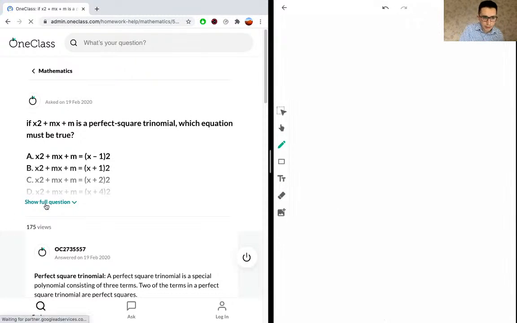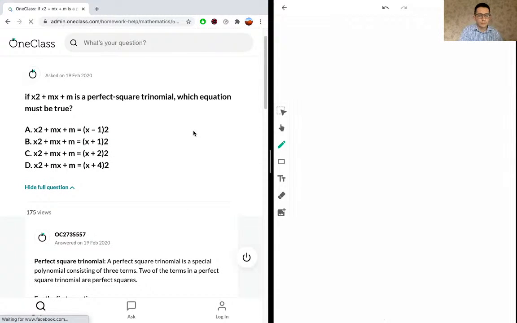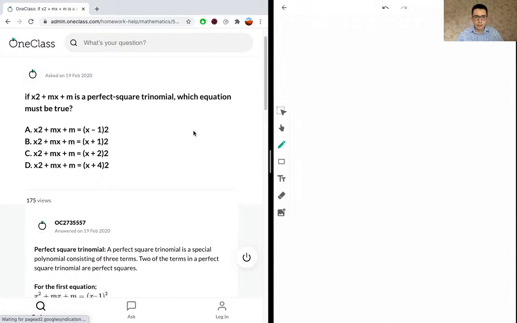Okay, so we're looking at the next question. If x squared plus mx plus m is a perfect square trinomial, which equation must be true? So it's giving us 4 options, and we're looking at a perfect square trinomial.